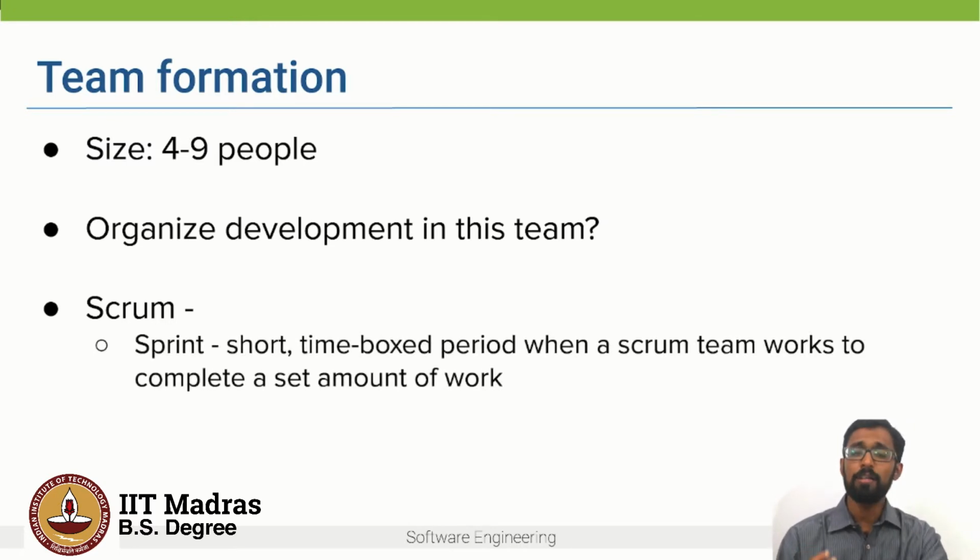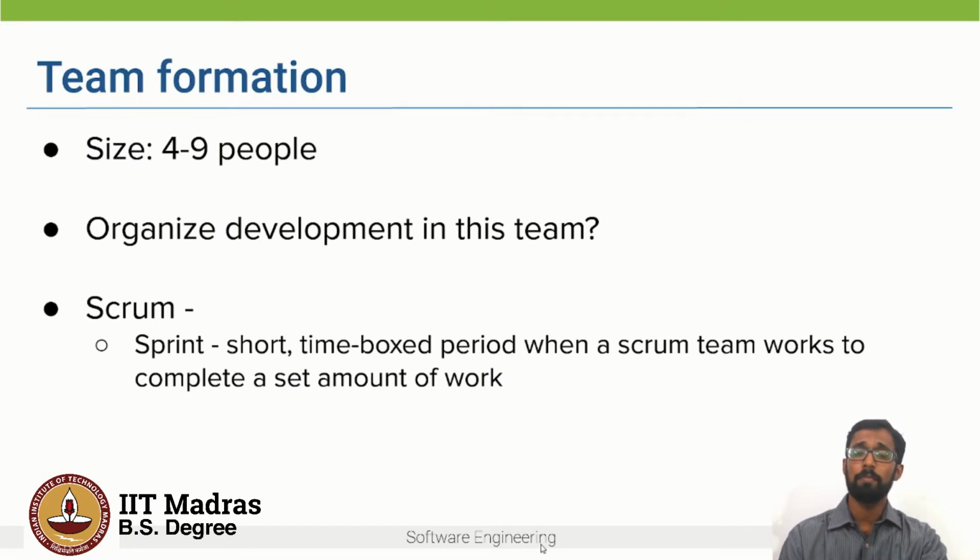At the heart of Scrum is a sprint. A sprint is a short time-boxed period when a Scrum team works to complete a set amount of work. So there is a team which works in what are known as different sprints or iterations. With Scrum, the product is built in a series of iterations which are known as sprints. And in these sprints, the complex project is broken down into small pieces.